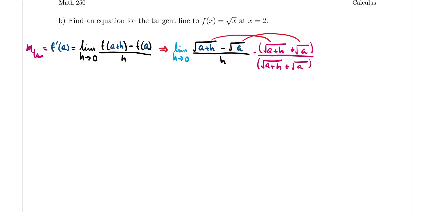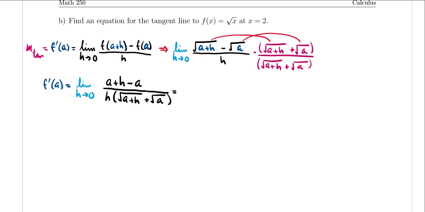Alright, so let's see. What do we get on the numerator? We're going to get here the derivative at a is equal to the limit as h goes to 0 of a plus h minus a all over h times the square root of a plus h plus the square root of a. Now good news here, we see that the a's on the numerator cancel. So that means that we're just left with an h on the top. But I'm also multiplying by an h on the bottom here. So I can cancel the h's as well.